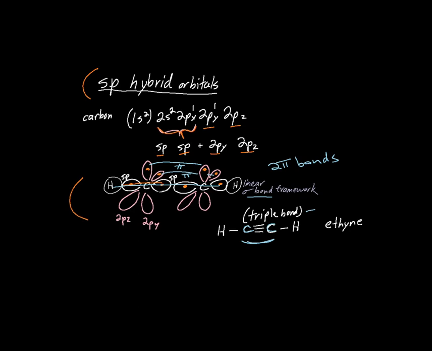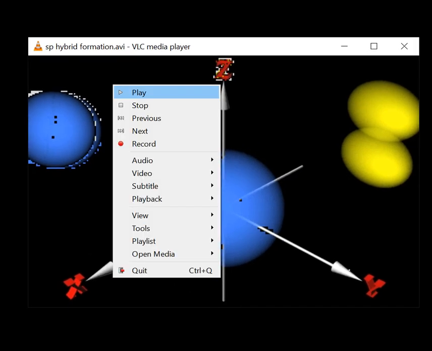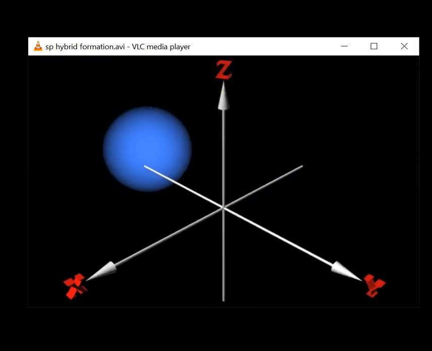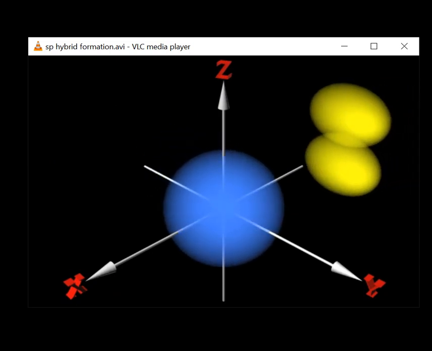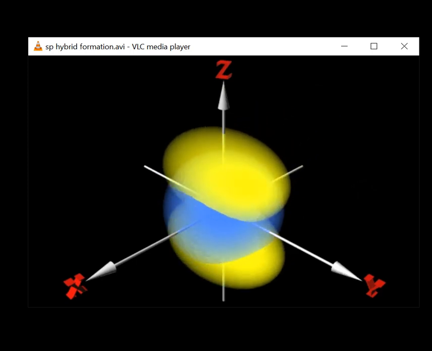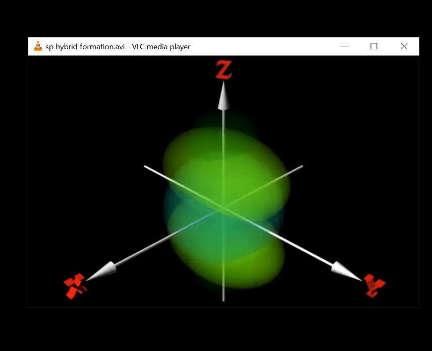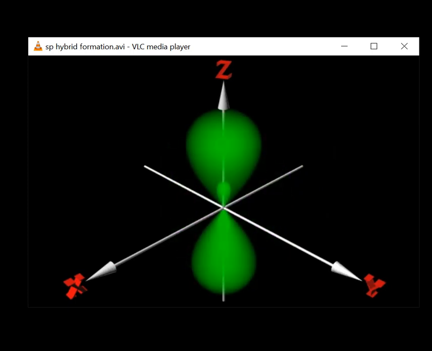A little difficult to draw, but we can show, again, sp hybrid orbital formation. So here's an s orbital, and just one p orbital. Hybridize it. We have a linear two sp hybrid orbitals, one above, one below, shown there.